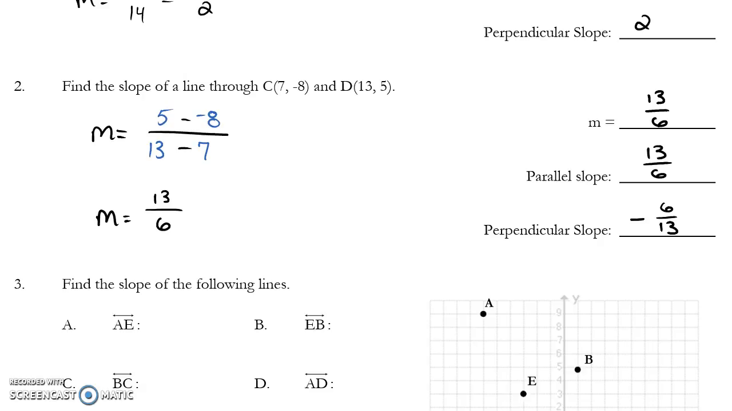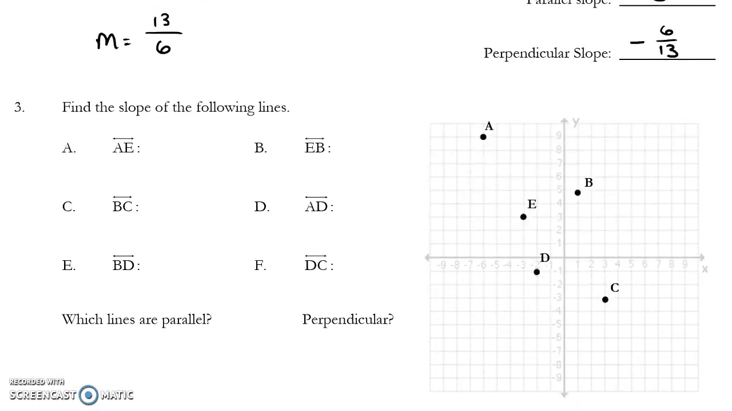Alright, so for number 2, y2 minus y1 over x2 minus x1, I get 13 over 6. That's already simplified. If I put it in my calculator, got a decimal, do math frac, I get 13 over 6 again. That's why that's my slope. Parallel is exact same. Perpendicular is opposite. This was positive, now it's negative. And reciprocal, 13 over 6 becomes 6 over 13.